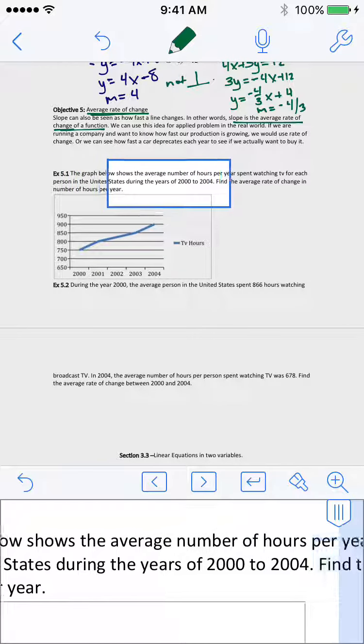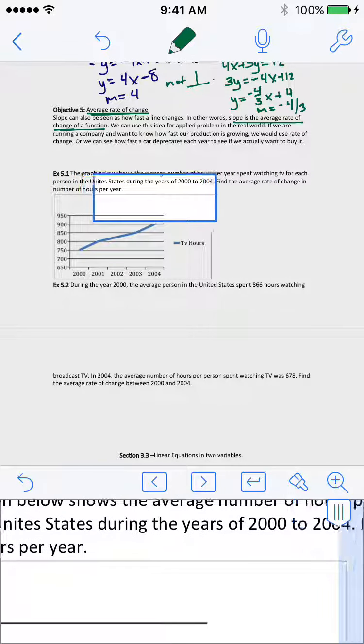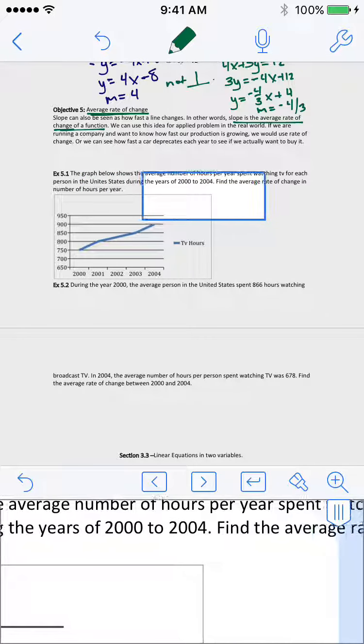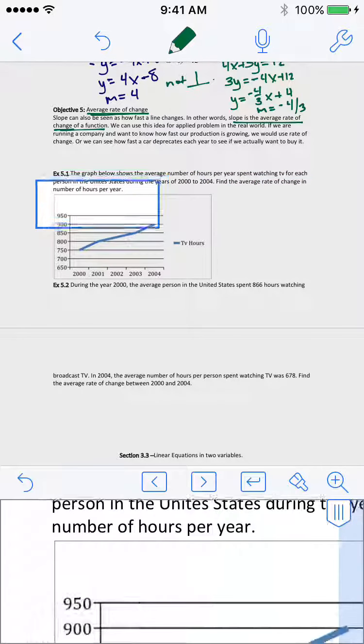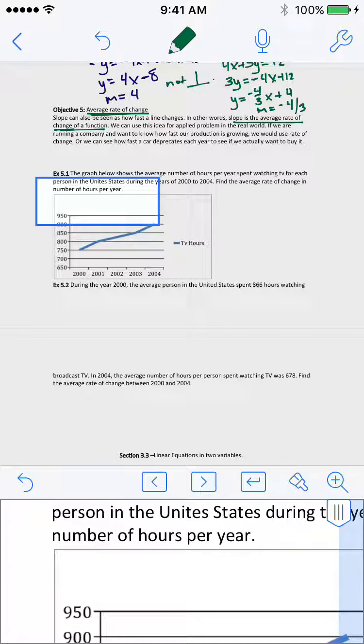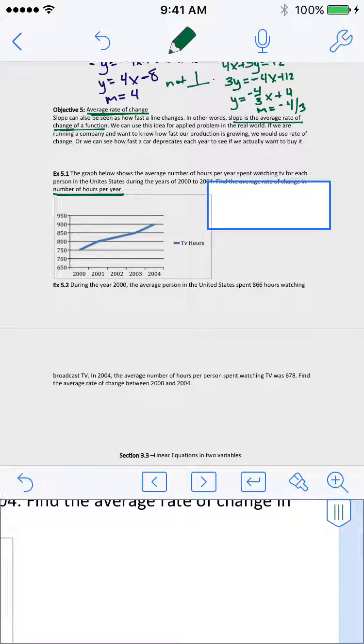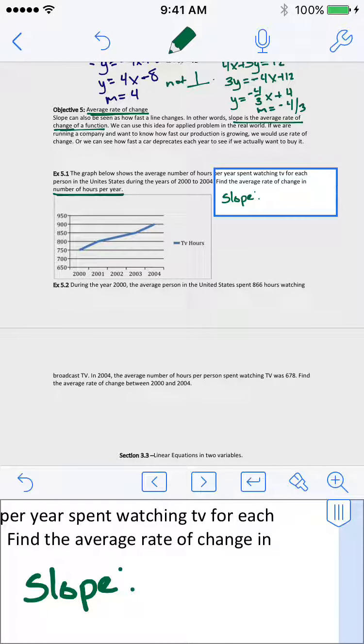Alright, in the graph below, the average number of hours spent watching TV for each person in the United States during 2000 to 2004. Find the average rate of change in number of hours per year. Number of hours per year. So they want the average rate of change for hours per year. All right. So we need the slope, right? Because that means the same thing. The slope is the average rate of change, right? These are the same thing.